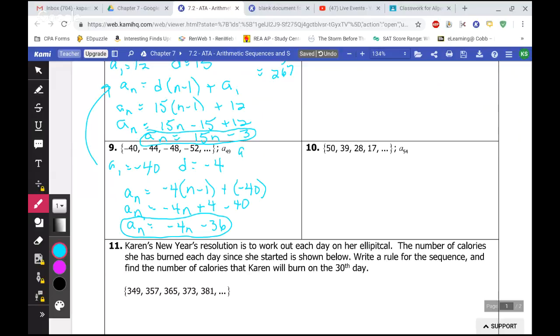And then we'll plug in to find the 49th term. We'll plug in 49 for n. And then negative 4 times 49 is negative 196 minus 36 is negative 232.